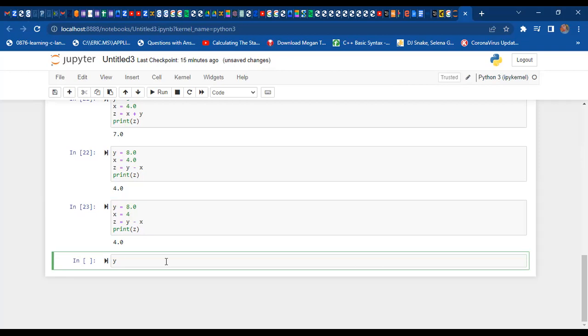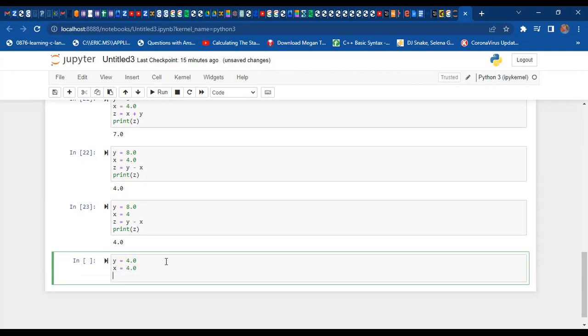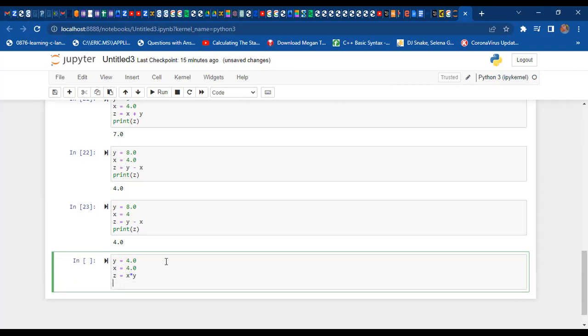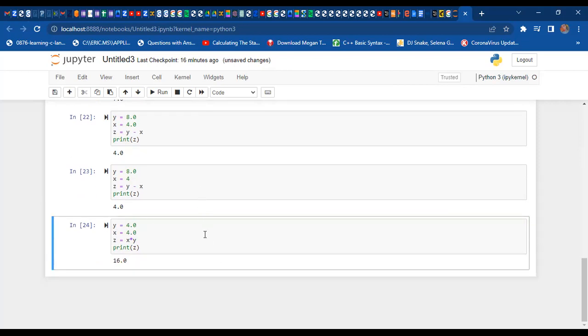Okay, that's fine. Let's do a float multiplication. So y is equal to 4.0, x is equal to 4.0, z is equal to x times y. Print z. As you can see, it has given us a float. A float times a float is a float.